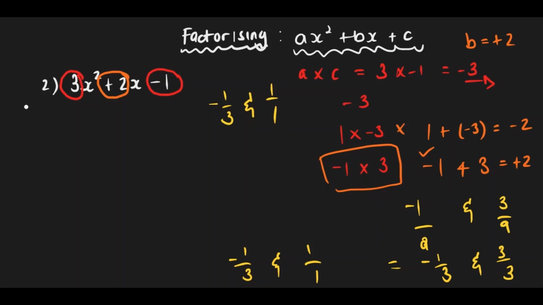Then let's write our 2 brackets. When we write our 2 brackets, the denominator of each gives us the one that's going to have the x. So here we have 3, so it's going to be 3x. And here we have 1, so it's going to be just x, right? Then the numerator gives us the term that follows. So here it's going to be negative 1, and here it's going to be plus 1. And here you are done factorizing.